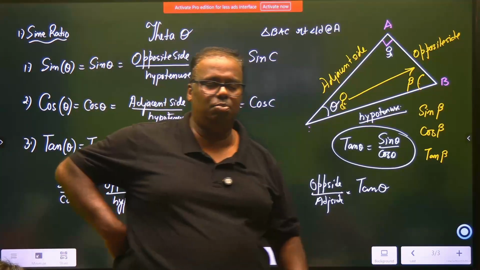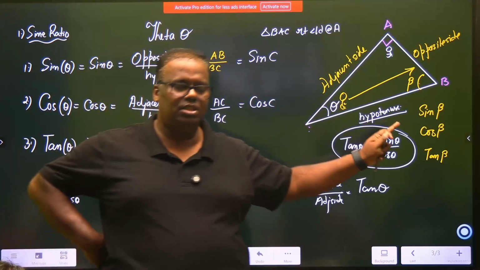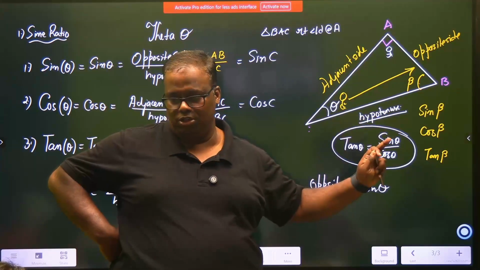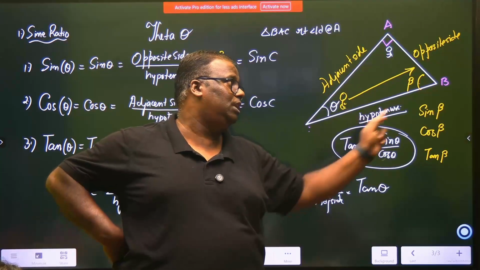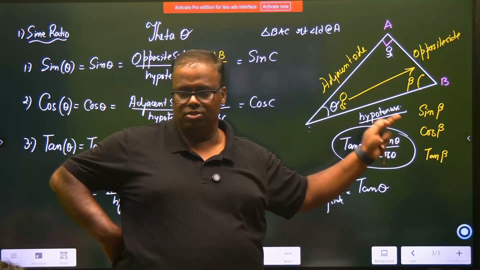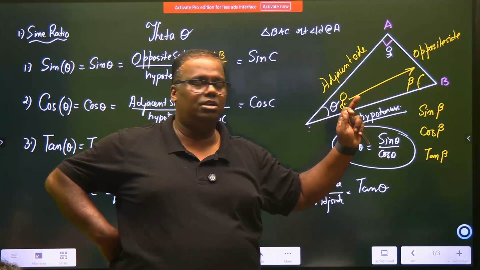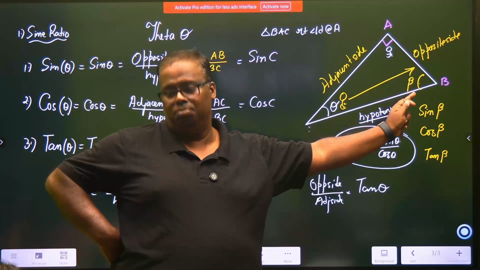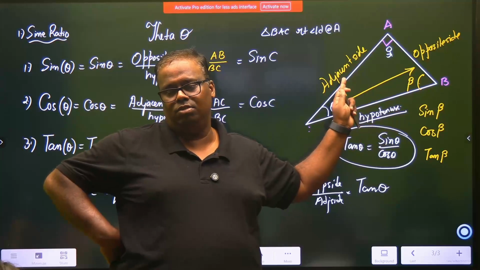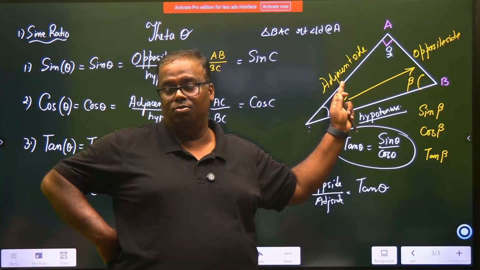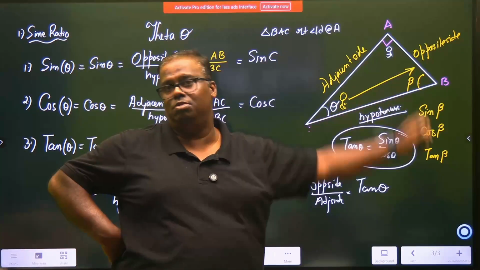Your conclusion is simple. I know what is 90. The side bang opposite to 90 is the hypotenuse. I'm supposed to first fill in these three sides. Hypotenuse is filled. Then the angle I'm interested in is beta. Beta's opposite side will be my opposite side. Then I'm left with only one side. This will become my adjacent.